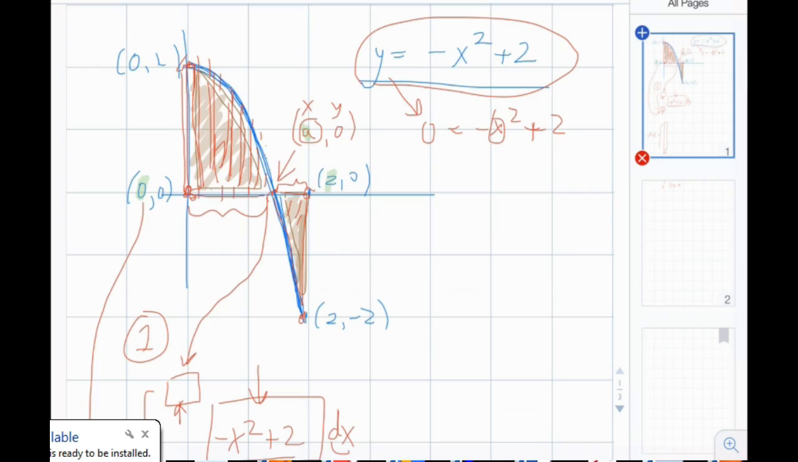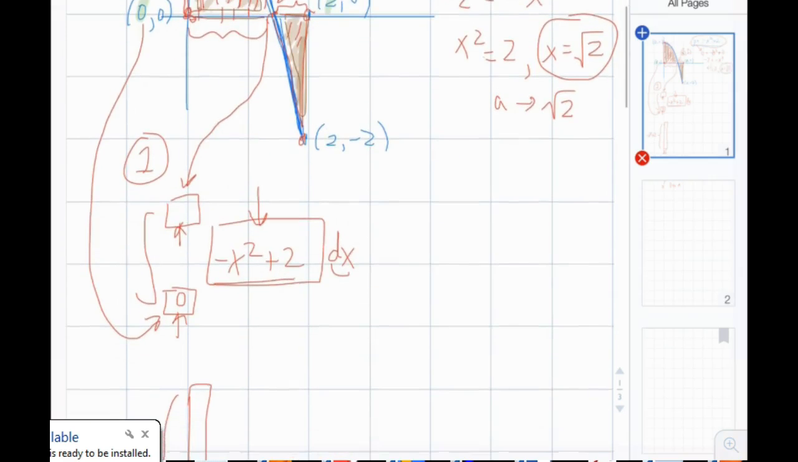We're going to subtract 2 from both sides. We get negative 2 equals negative x squared. Make both sides positive by multiplying both sides by negative 1. We get x squared equals 2, so x is equal to the square root of 2. Okay, so our a turns out to be the square root of 2.